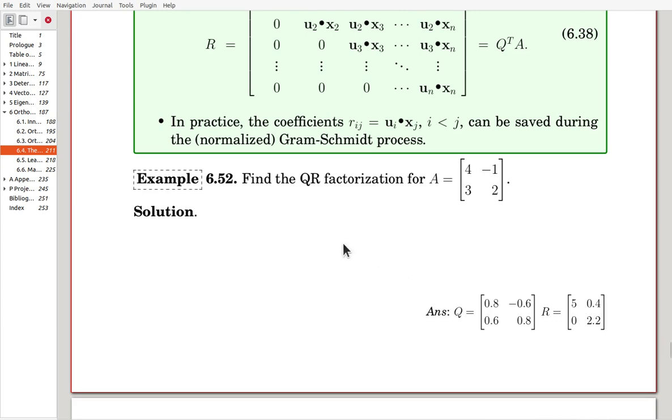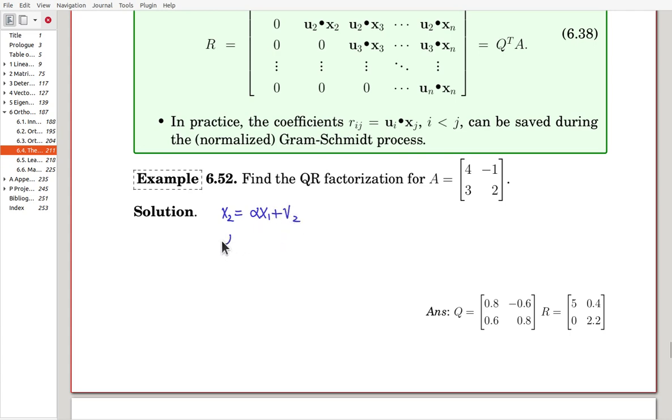Let's try to find the QR factorization for the matrix. Here, this is x1, that is x2, and by using the Gram-Schmidt process, we have to make orthonormal bases for that one. Now x2 must first be projected onto the space of x1, so x2 is alpha x1 plus v2.